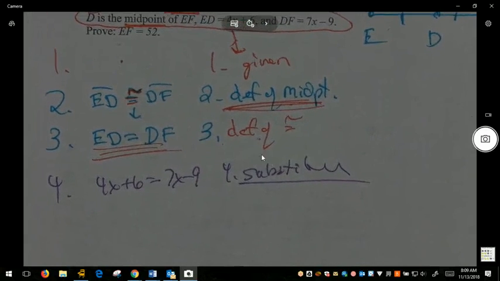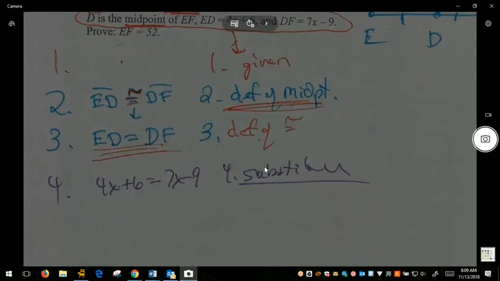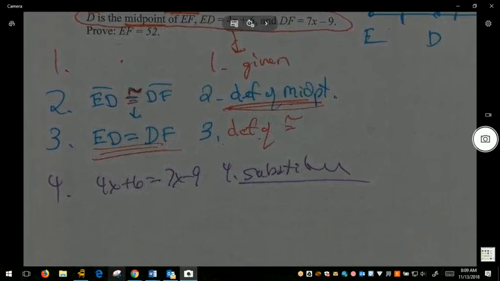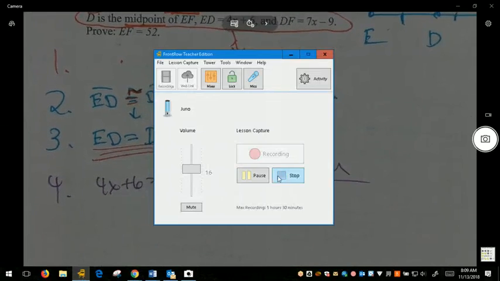So that concludes the examples for today. We're actually going to be doing some real proofs tomorrow in geometry, but I got to make sure we're solid on this. So you're going to get a little bit of practice with these.